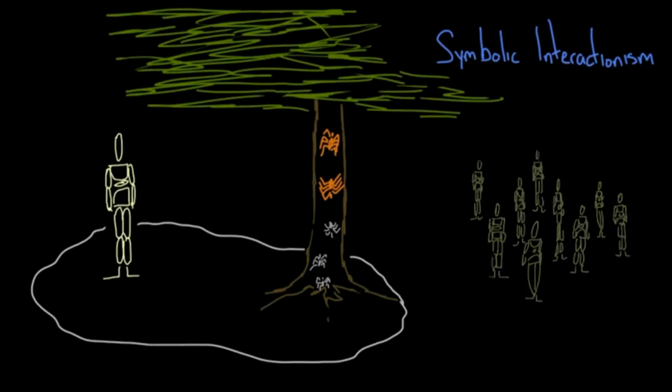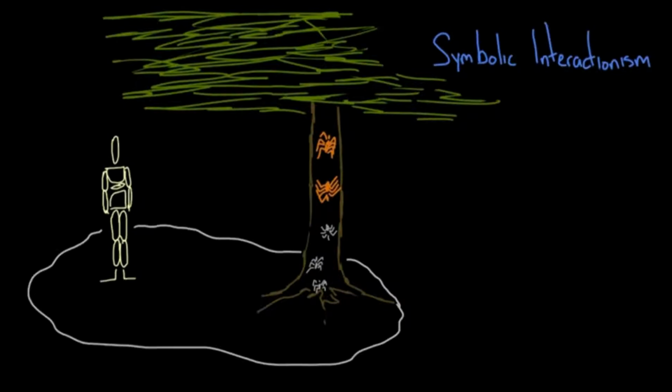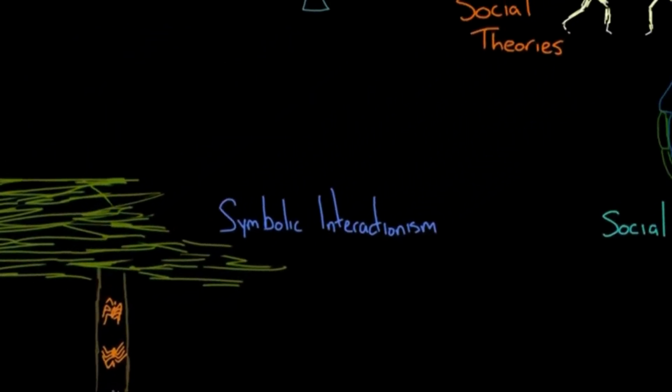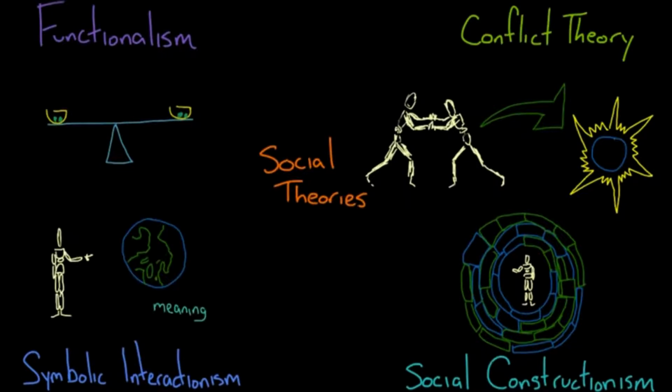And even if you just look at one person, a tree can have multiple meanings, and those meanings can even change over time. The meanings we give things is based on our past experiences in society, and those meanings and our interpretations create our future society. To put it in a phrase, symbolic interactionism says that we interact with the world to give it meaning.